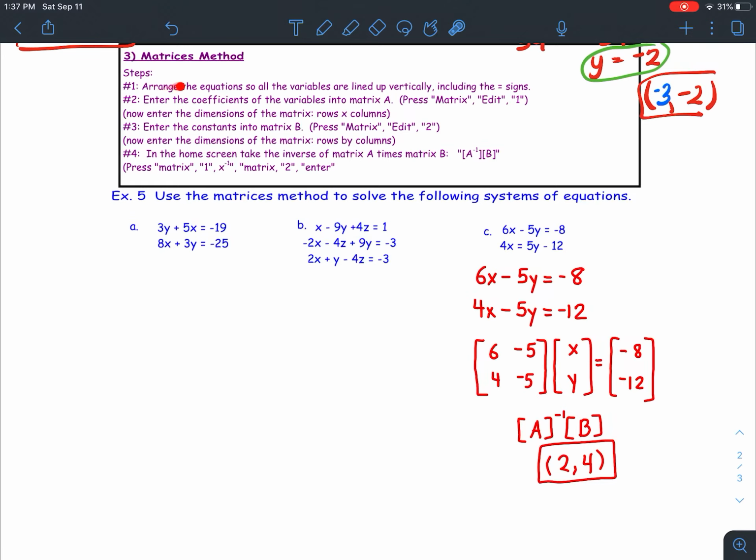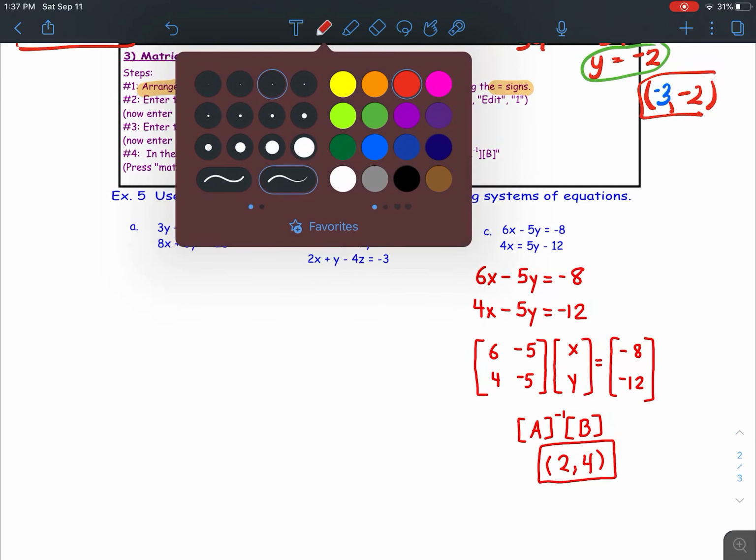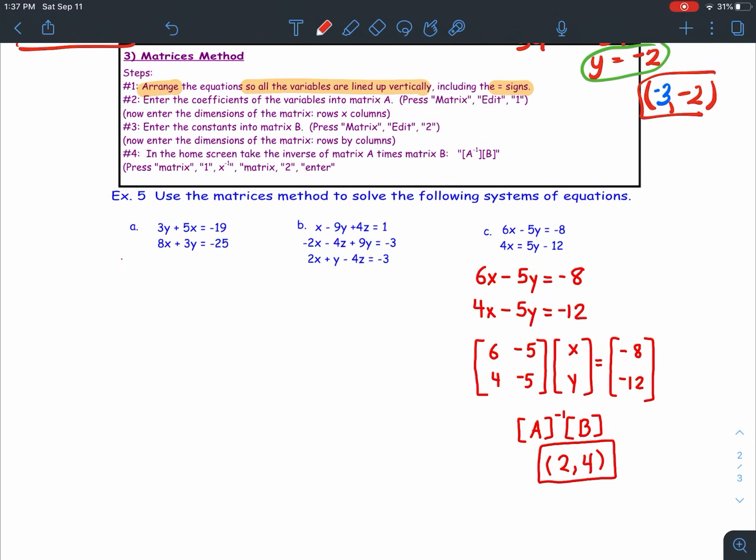The very, very first step is you have to arrange your equation so that all the variables are lined up vertically, and this includes the equal sign. So just kind of think maybe a little bit like standard form when we talked about it before, where you want to have your x first.